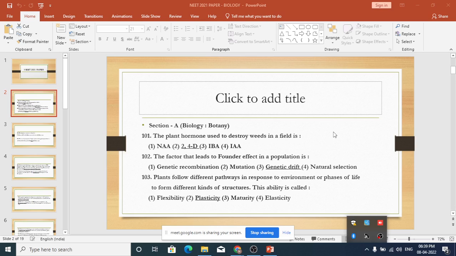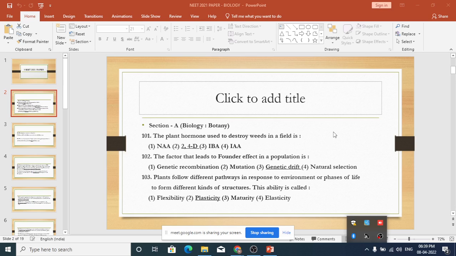The factor that leads to founder effect in a population is. Is it 11th standard or 12th standard? It's also 12th standard, sir. Founder effect. I heard of this word, founder effect. Did we talk about founder effect in the past classes? I'm not very sure. The answer is genetic drift. So that is also 12th standard.